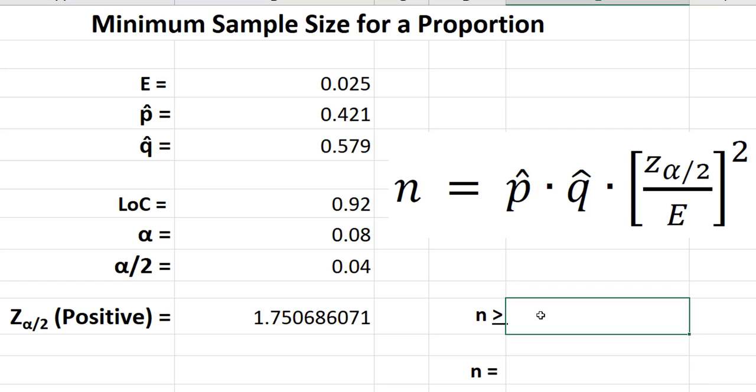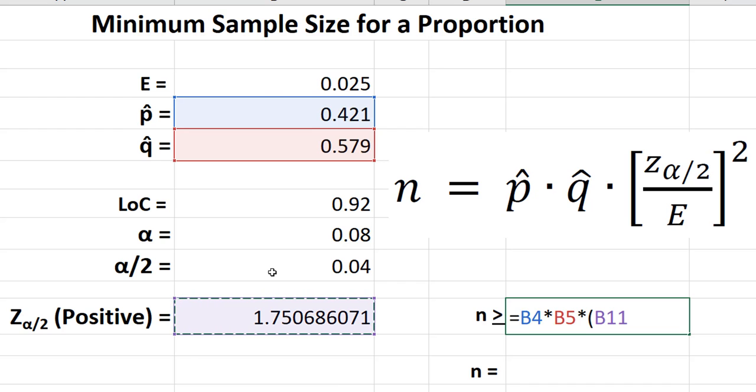Now we have to put this into the formula. It's not so complicated. Just pay attention to how I'm doing this. It will be equal to P hat times Q hat times, and now I'm going to open a parenthesis, and we take our z sub alpha over 2, and we divide that by e.